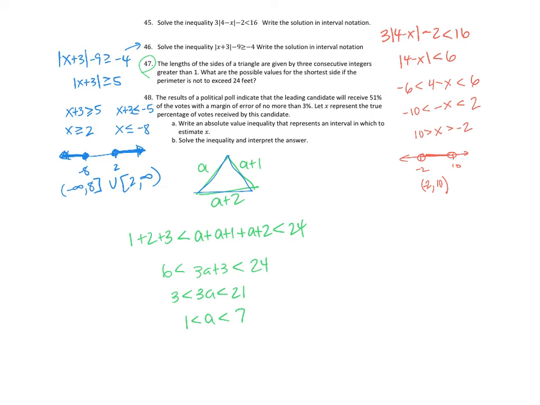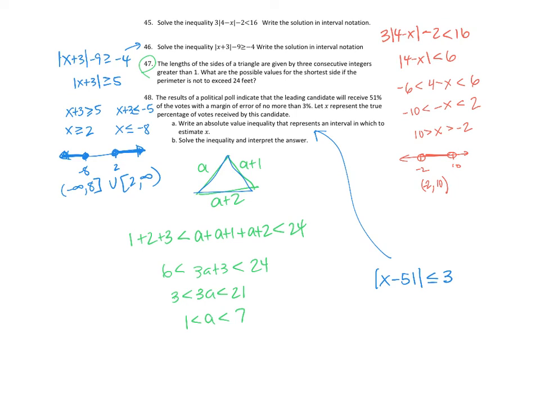Okay, the last one here says the results of a political poll indicate that the leading candidate will receive 51% of the votes with a margin of error no more than 3%, so 3% on either side of that 51. Let x represent the true percentage of votes received by this candidate. So what I want to do is write an absolute value inequality that represents an interval in which to estimate x. So that's saying that the distance between x and 51% is going to be less than or equal to 3%. So that's your absolute value inequality.